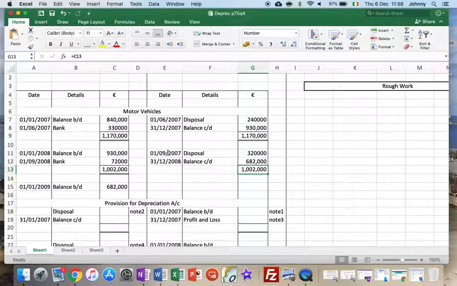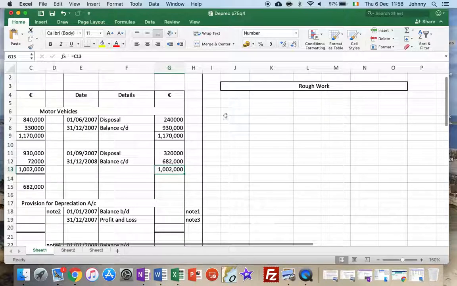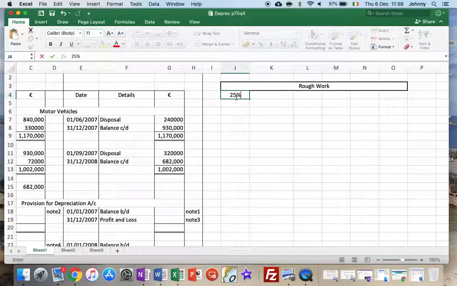Now at this stage I need to do my provision for depreciation, so I need to do my rough work first. I'll go over to my rough work. At the top of the question we have a look. We need to sort out: is this straight line or reducing balance? We're looking for the words 'at cost' or 'of book value' in terms of the percentage. At the top it says 25% of cost, so that means to me that it's straight line.